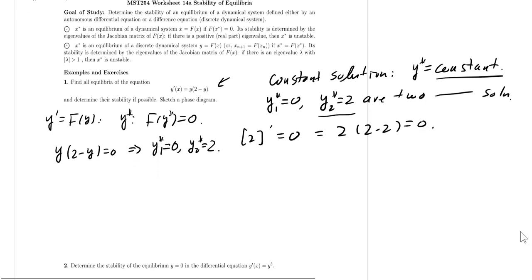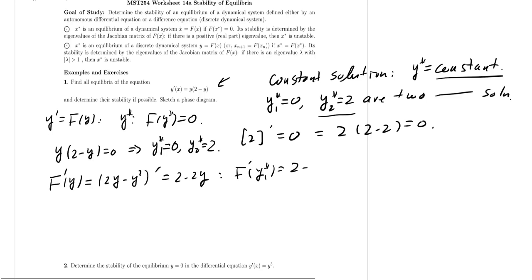And stability of an equilibrium can be tested using the derivative. So if you look at the derivative of f, y prime of y, and take the derivative using the product rule, or you can say this is 2y minus y squared, the derivative is going to be 2 minus 2y, right? Now you evaluate at y1 star: this is 2 minus 2 times 0, that's going to be 2, which is positive. And then it means this y1 star is unstable.